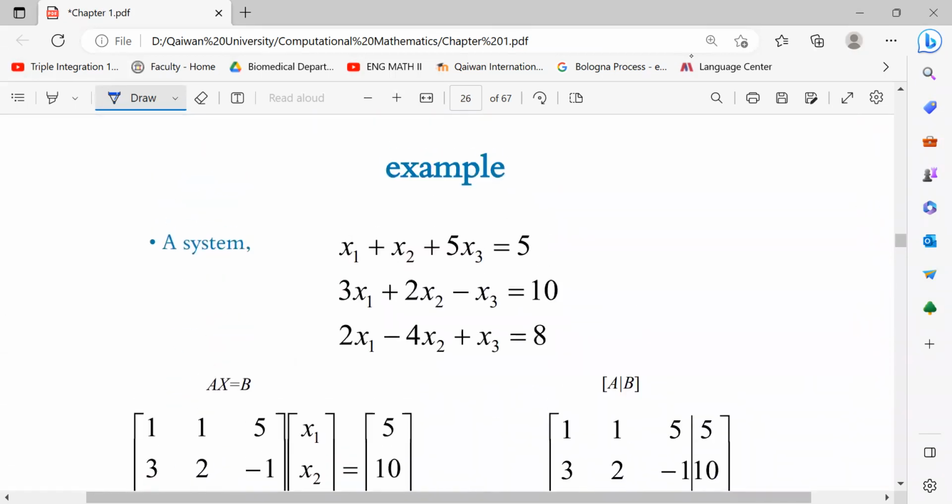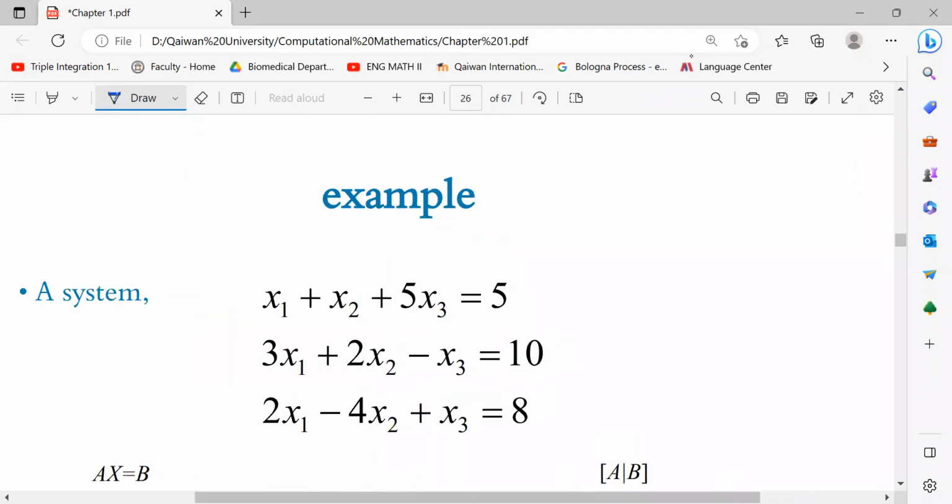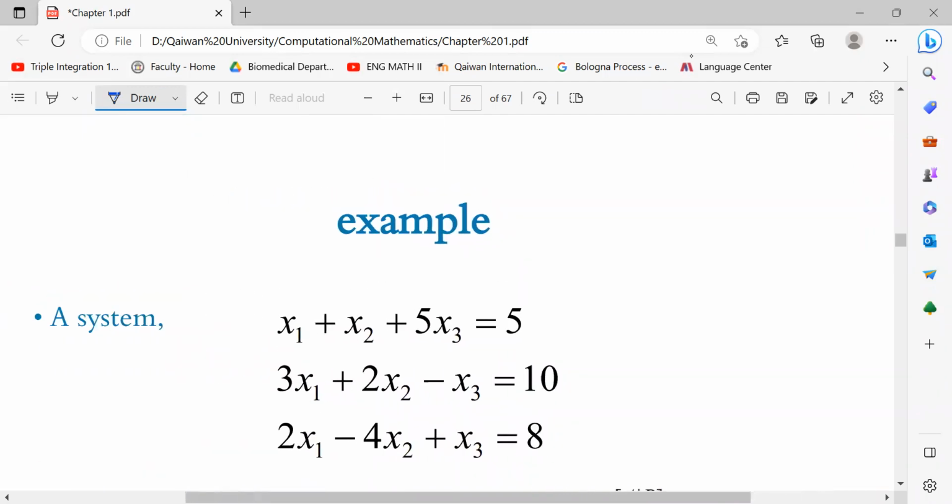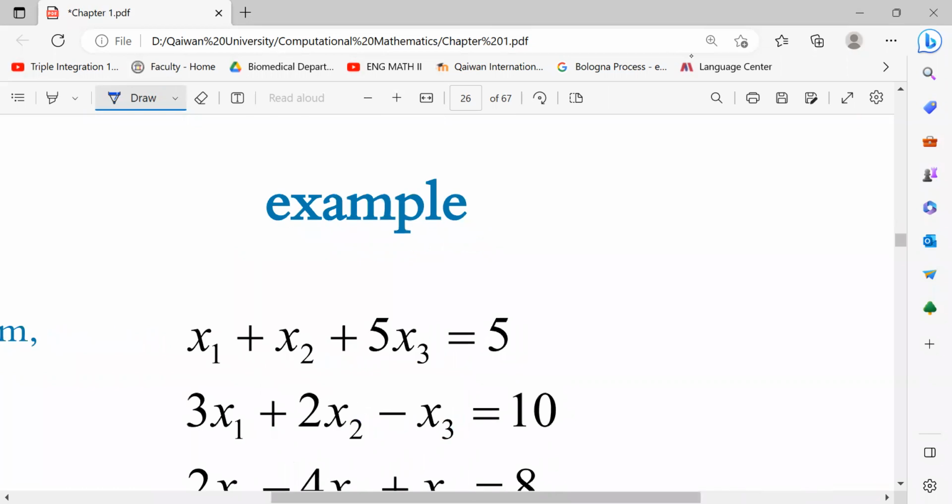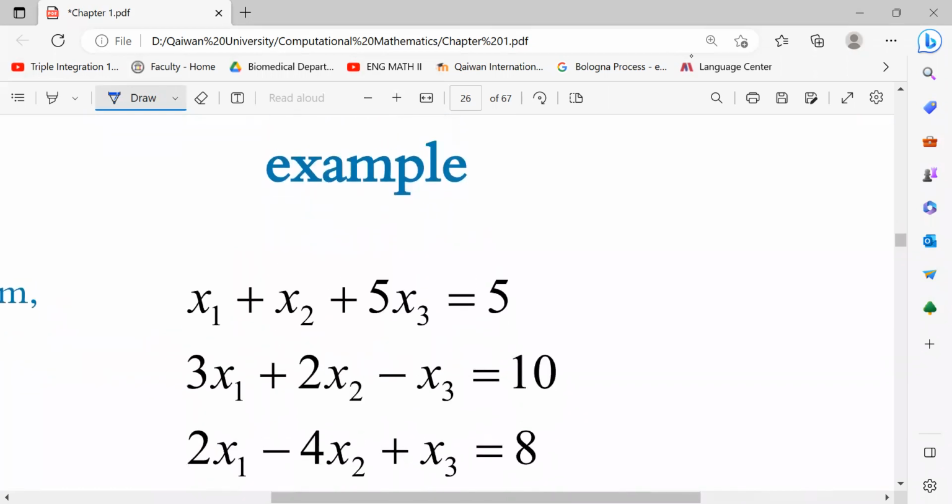Look at this example. Let's find the augmented matrix for this system. Okay? We must first find matrix A, matrix X, and matrix B. Let's find them. What's matrix A?